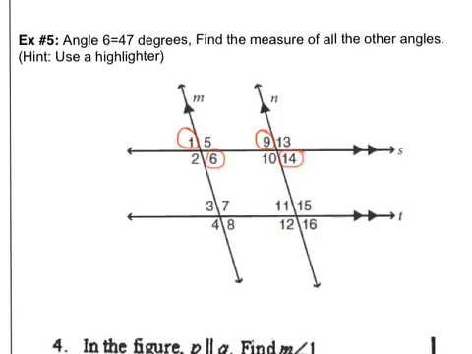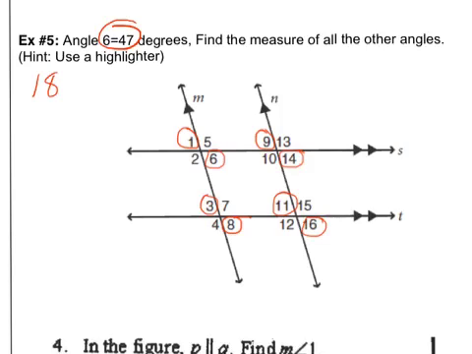Well, 14 corresponds to 16 and is alternate interior to 11, so those are congruent as well. And 11 corresponds with 3, and 3 corresponds to 1, so we know they're congruent. And 8 is alternate exterior to 11, vertical to 3, and corresponding to 6, so we know that it's congruent as well. So all those angles that are in red are 47 degrees.